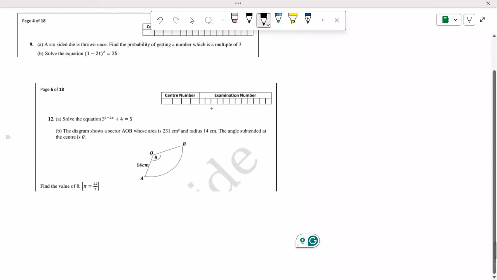Okay. So we are continuing with 2024 paper 1. Today we are going to answer question 9. So question 9 is about probability.